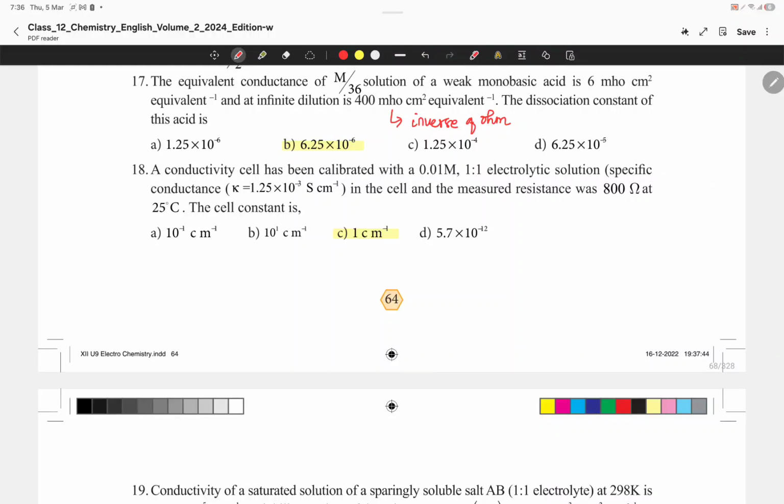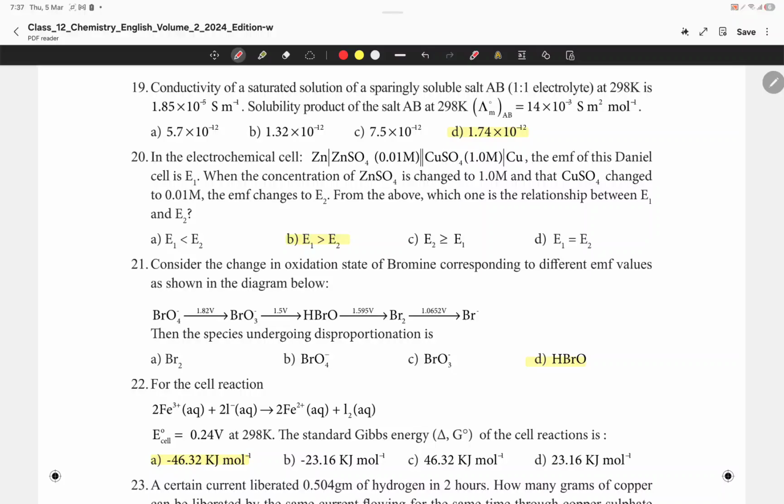A conductivity cell has been calibrated with a 0.01 M 1:1 electrolytic solution. Specific conductance in the cell and the measured resistance was 800 Ω at 25 degrees Celsius. The cell constant is 1 centimeter inverse. Conductivity of a saturated solution of a sparingly soluble salt AB, 1:1 electrolyte, at 298 K is 1.85 × 10^-5 S per meter.